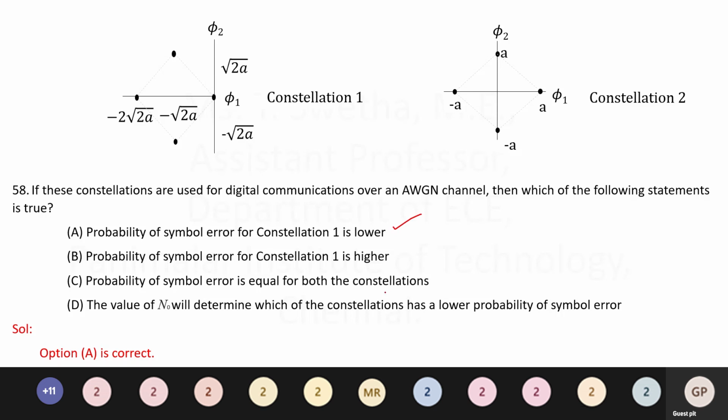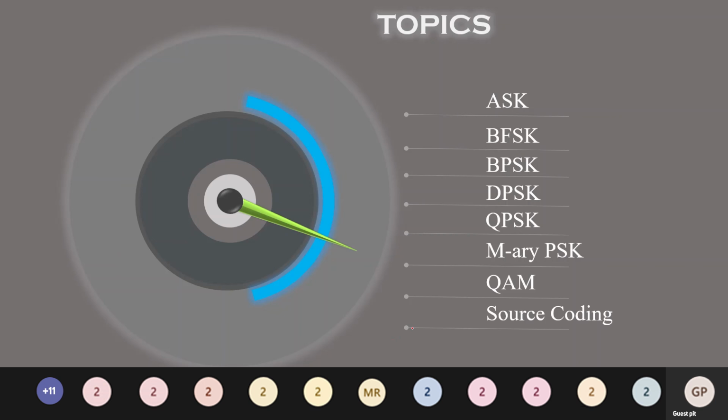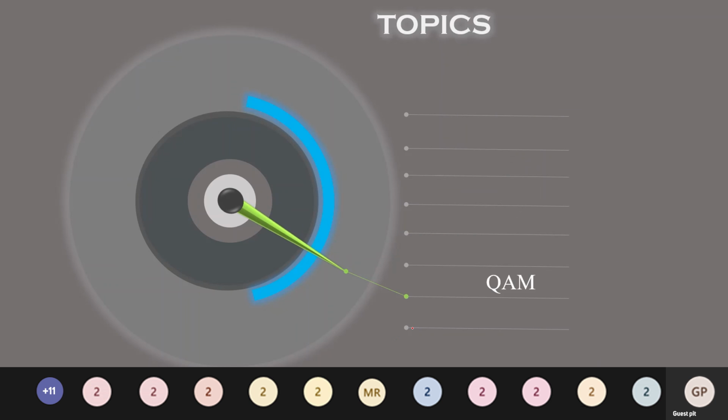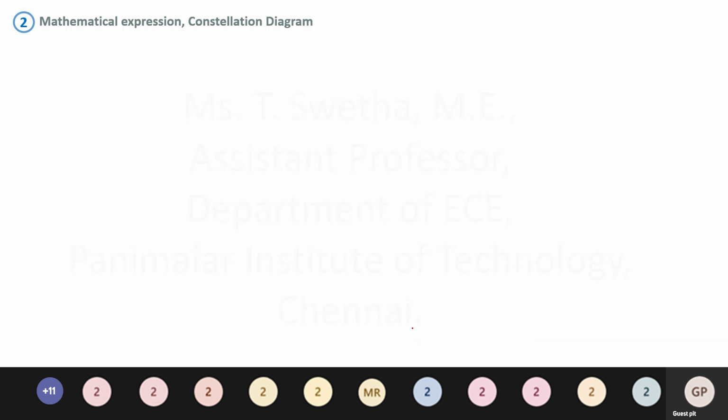Okay, so that's it. That's about MPSK. Last topic is QAM. So we'll quickly finish it off with the digital modulation and it will be over. In next class we'll see Shannon-Fano and Huffman related problems.